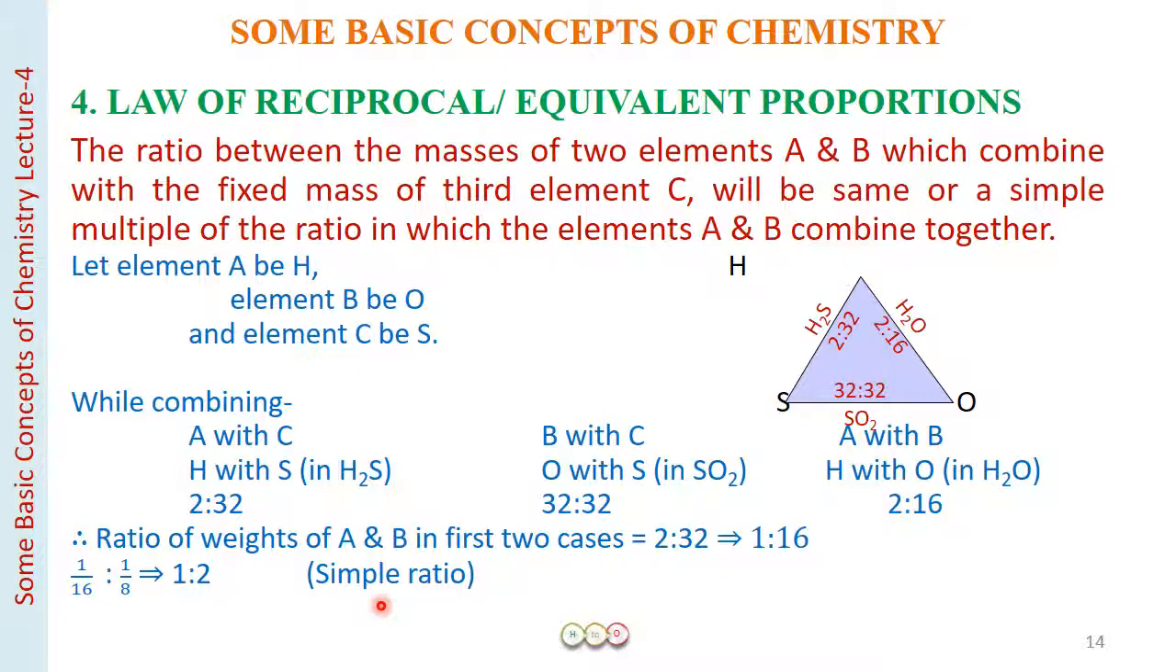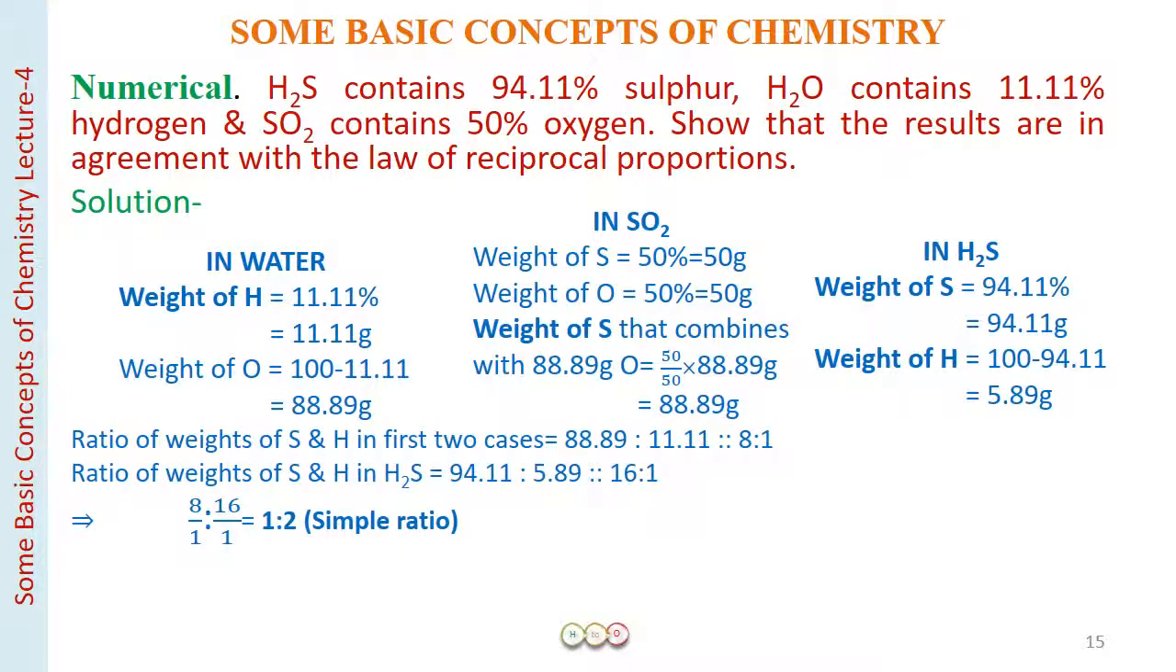What it says: you take two elements A and B, combine with the fixed weight of the third element C, right? And whatever ratio is coming, compare that ratio with the ratio between the elements A and B. That is going to be the same or a simple multiple. So we have a numerical to apply this law also. And what does the numerical say? H2S contains 94.11% sulfur, water contains 11.11% hydrogen, and sulfur dioxide contains 50% oxygen, and you have to show that the results are in agreement with the law of reciprocal proportion, right?